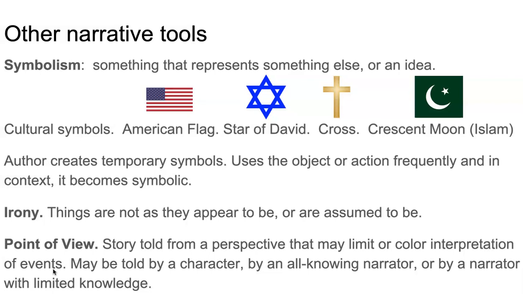Irony is when things are not as they appear to be. We're all familiar with comedies that are based on irony. Finally, point of view. Point of view is how a story is told. It may be by a narrator, but then you have to ask what kind of narrator. Some narrators see and know everything. We call these omniscient narrators. Others have more limited knowledge and field of vision. They're limited narrators.